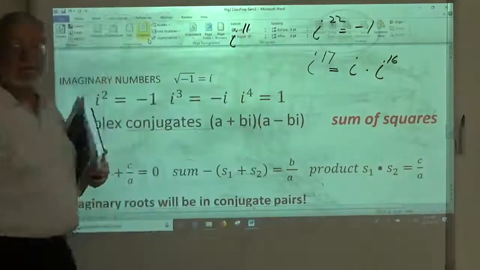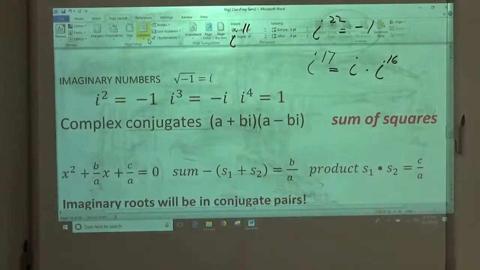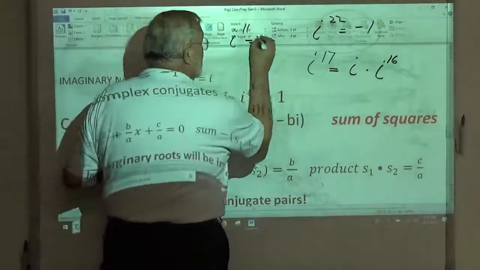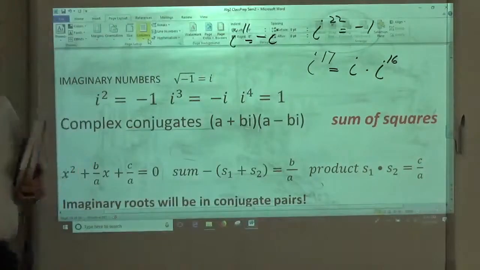i to the 11th, divided by 4. How many times does it go in? Twice. What's the remainder? 3. The remainder of 3, this equals negative i.